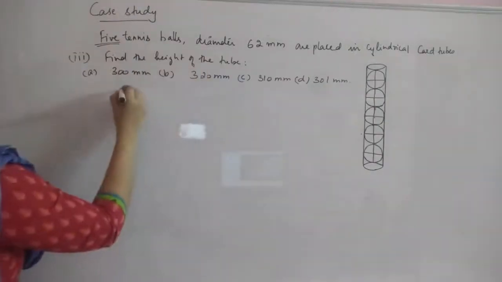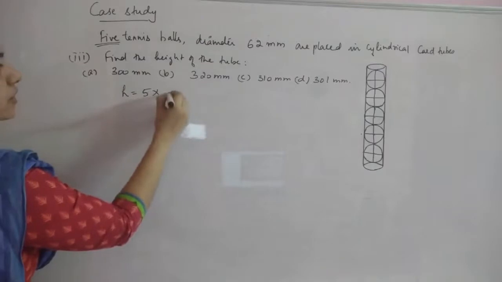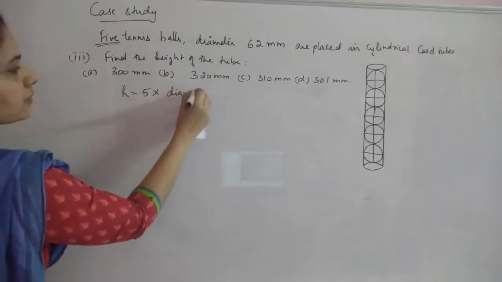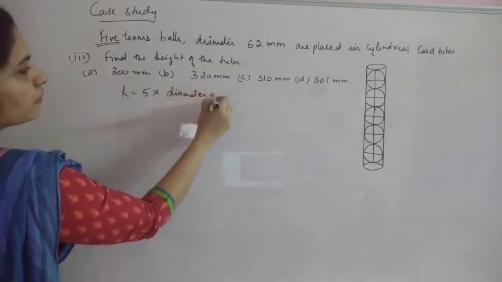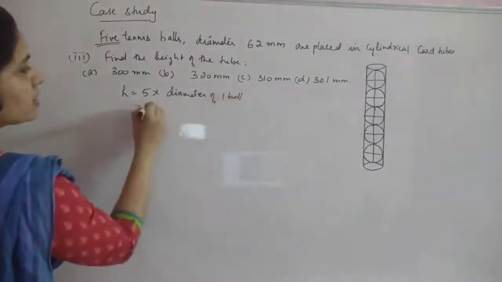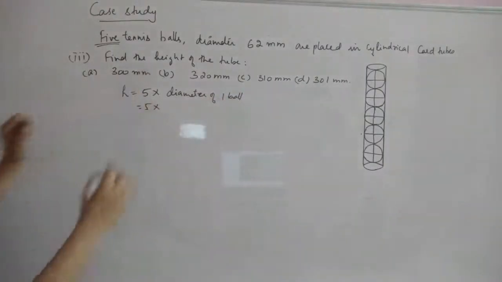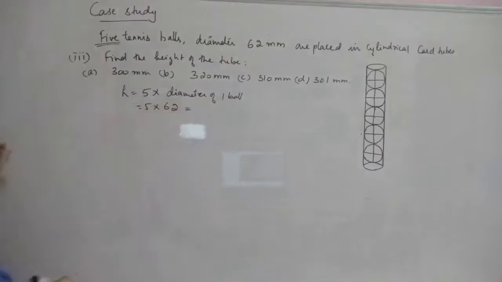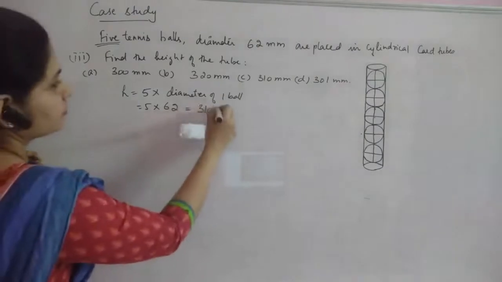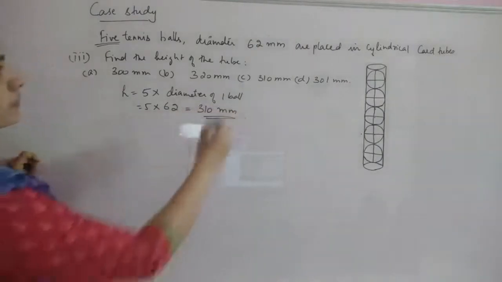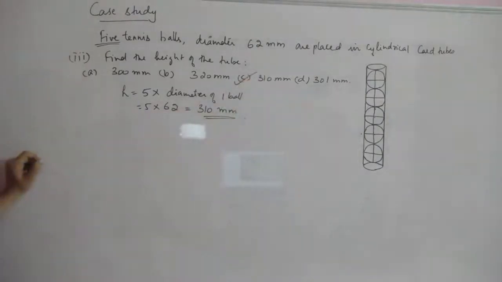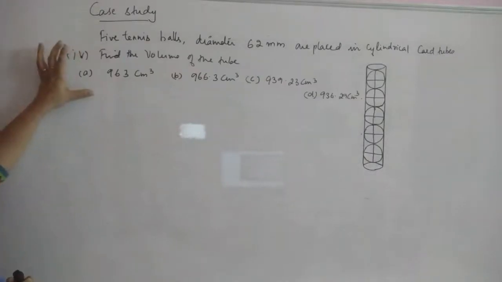Now the D part: the height of the tube. You can use the concept that h is equal to 5 into the diameter of one ball, right? It is 5 into, what is the diameter? How much are you getting? 310. Okay, 310 mm is the answer. Option C.